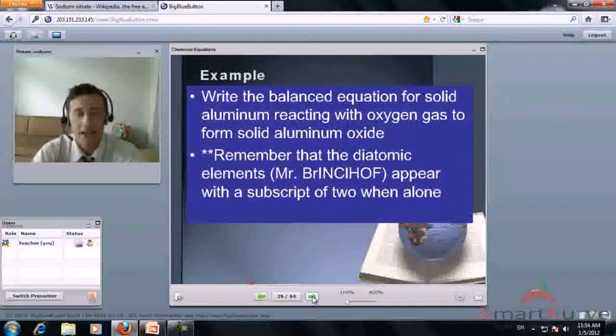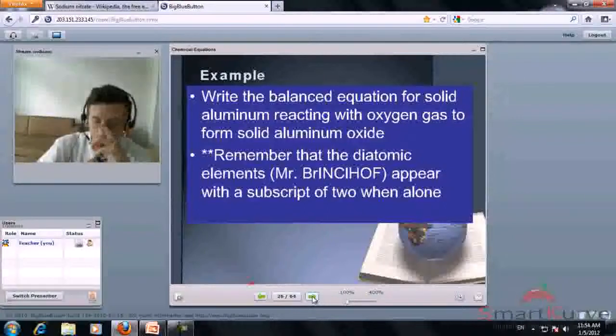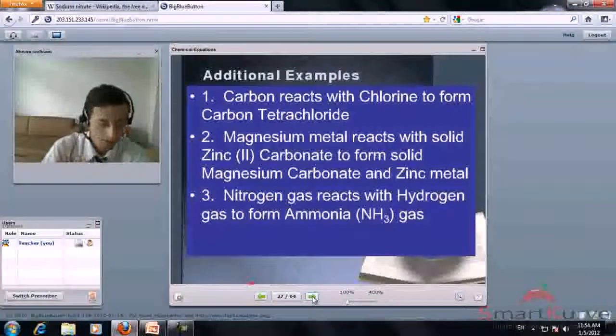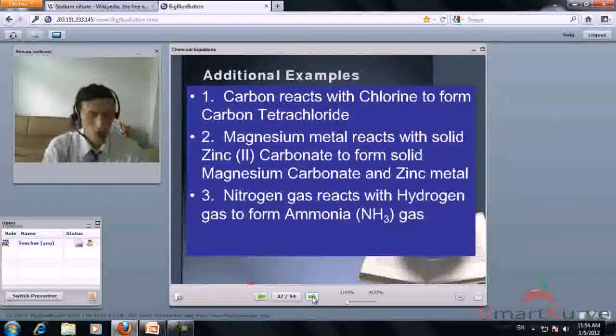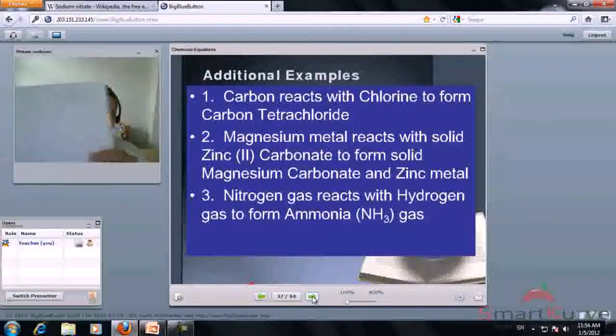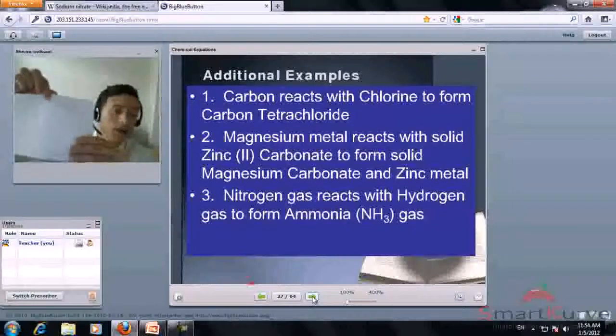All of these atoms will almost always be diatomic in nature. And we saw 2 of those in our chemical equation for water. Remember, the hydrogen and the oxygen are always going to be diatomic. They're always going to have a subscript of 2.